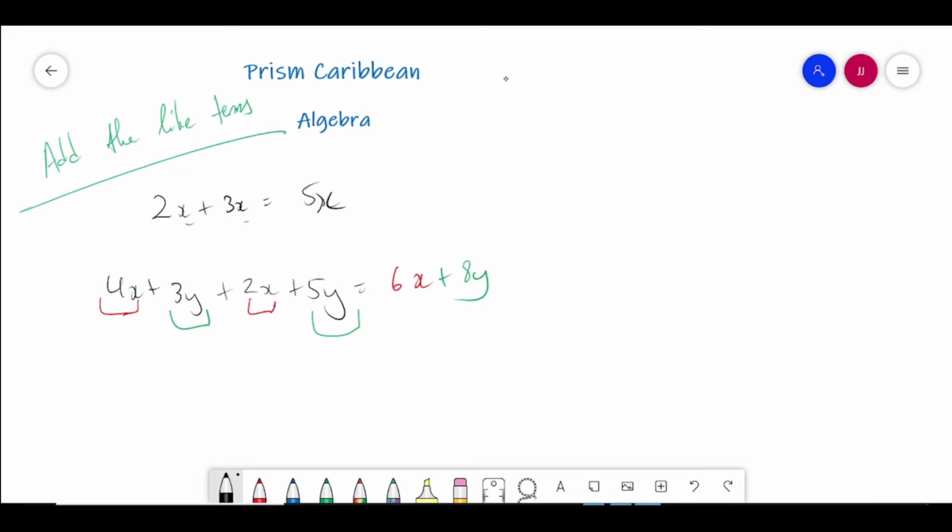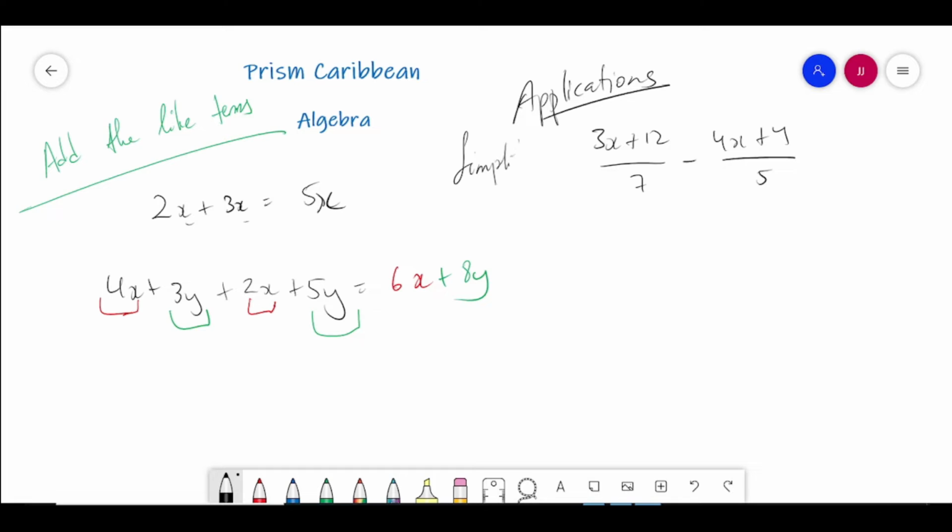But let's go on to an application. And this is how many times in your past papers it will appear. Let's say we have (3x plus 12) over 7 minus (4x plus 4) over 5. And we will need to simplify this, right? In simplifying this, we have a common denominator, which of course will be 35 in this case, right? And we know 35 into 7 will give us 5, and we write down what we have to multiply in the bracket. Just to keep it simple, and we know 35 into 5 is 7, and we write back what we have to put in the bracket.